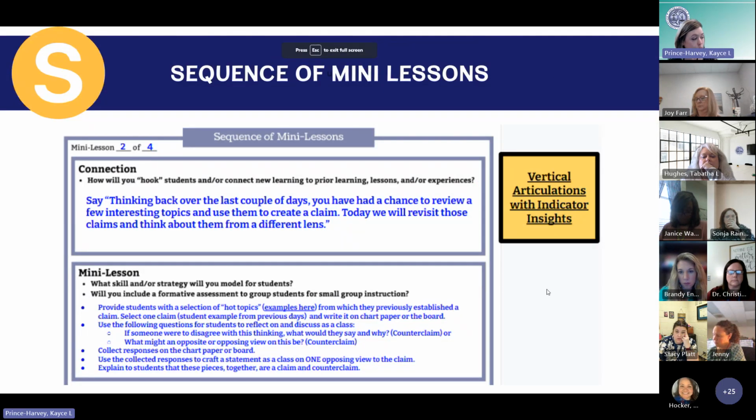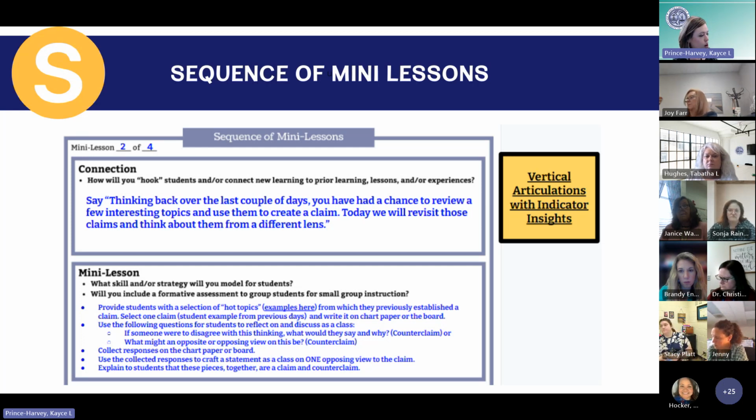Okay, so what they're going to do this day is we're going to pick one of those claims that they created the day before, and we're going to put it up on chart paper or on the board. Then we're going to use some of those CDQs about counterclaim to help create one counterclaim statement. So we might use something like, if someone were to disagree with this thinking, what would they say and why? Or what might an opposite or opposing view on this be? And we're going to discuss that as a class, just on this one claim.